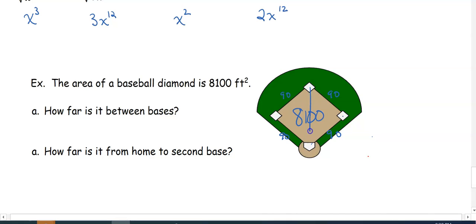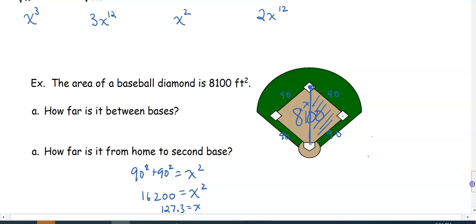If I wanted to know how far it is from home base to second base, I can use my Pythagorean theorem. Now that I know that each side is 90, I can say 90 squared plus 90 squared equals, and we'll call that x, the hypotenuse squared, right? And then we could go ahead and calculate that. 90 squared plus 90 squared is 16,200, and then we take the square root to undo squaring. And we would get approximately, since it's not a perfect square, we have to estimate, 127.3 feet approximately is the distance.